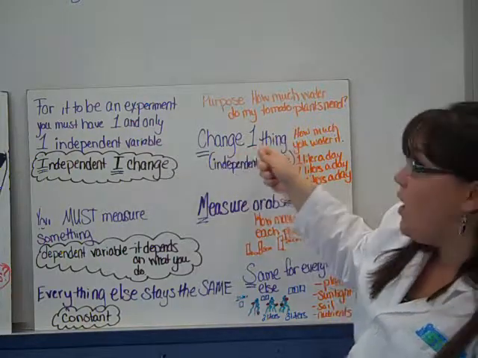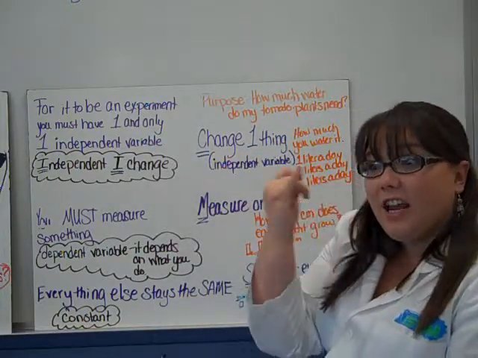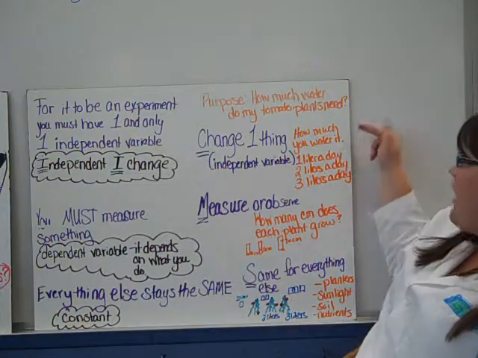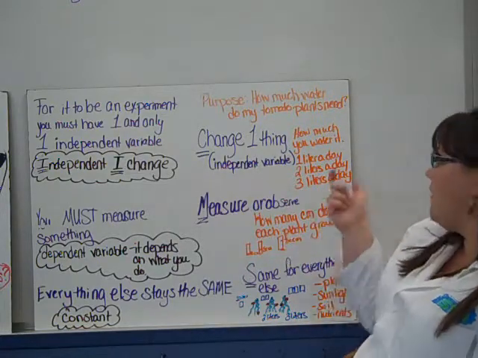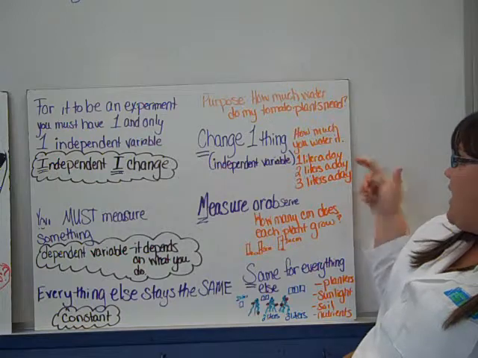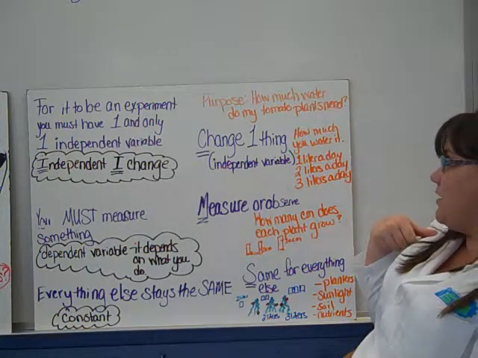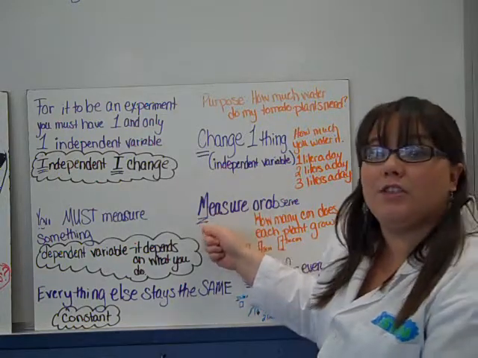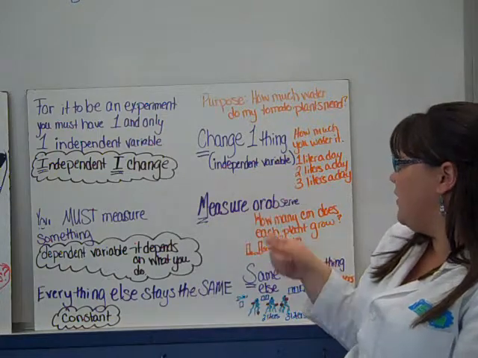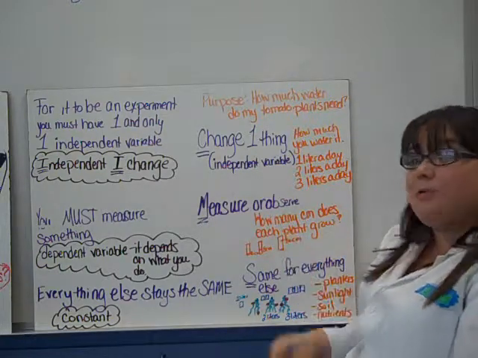I'm going to change one thing. I change the independent variable: how much I'm going to water it. I'll water some 1 liter a day, some 2 liters a day, some 3 liters a day. Then I'm going to measure something, or observe. How many centimeters does each plant grow?